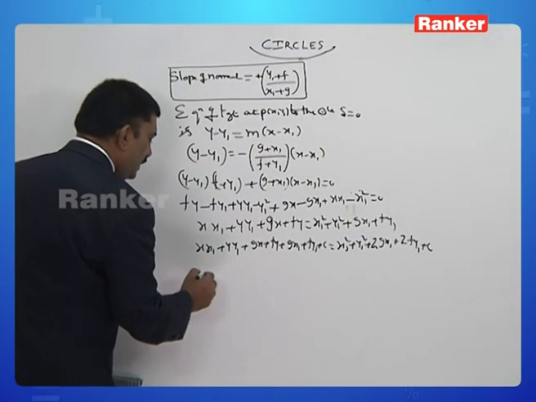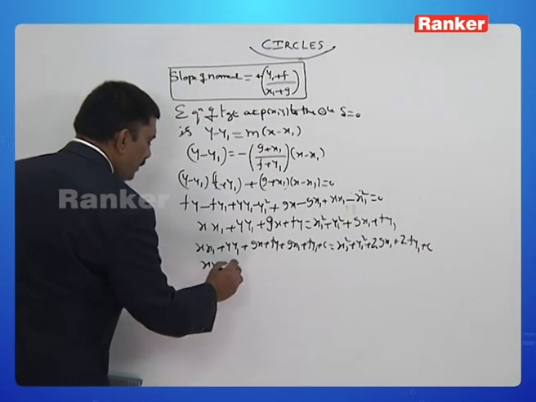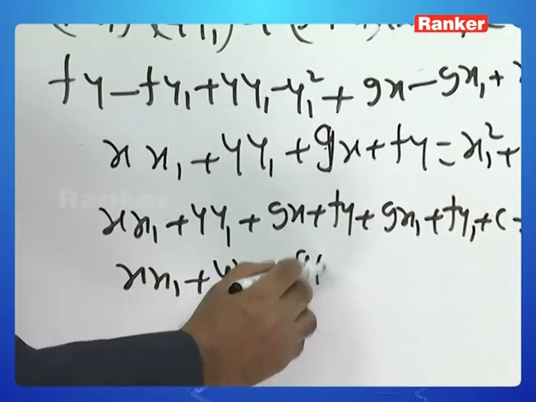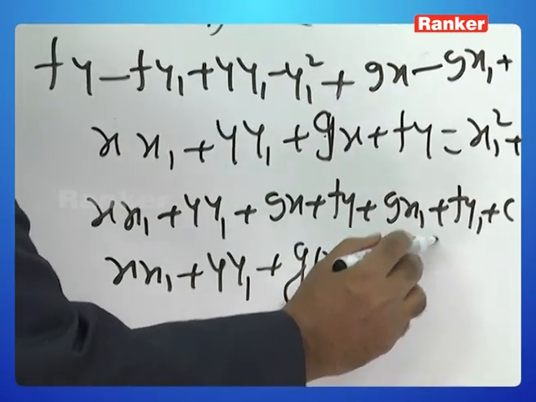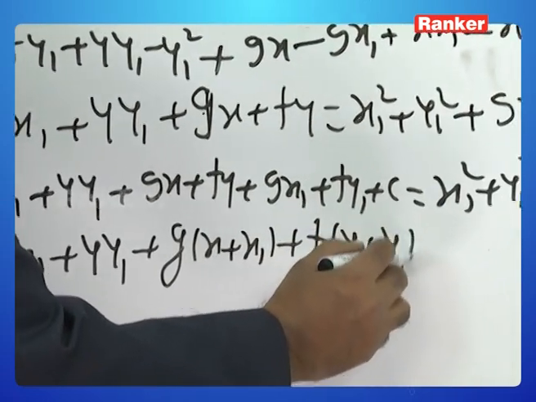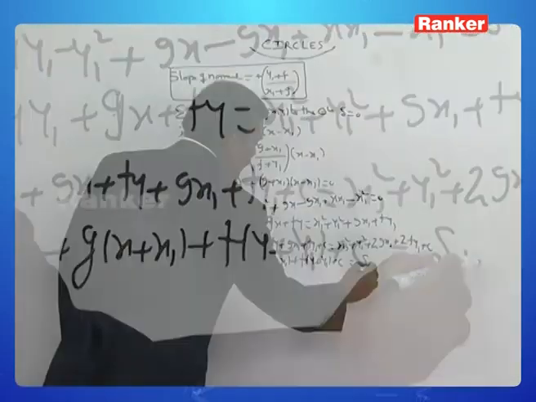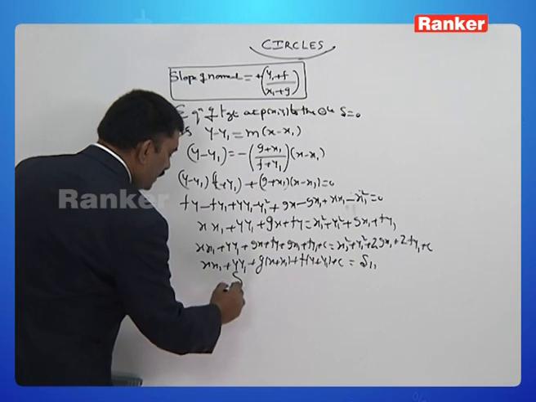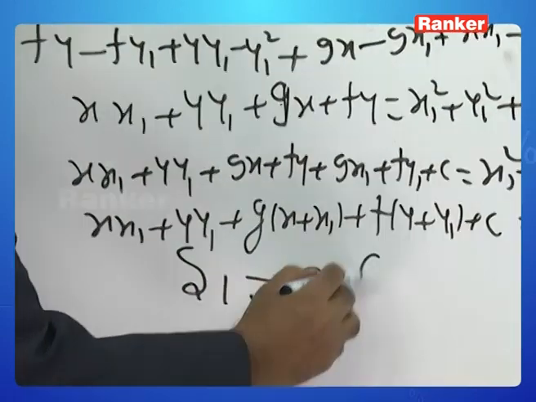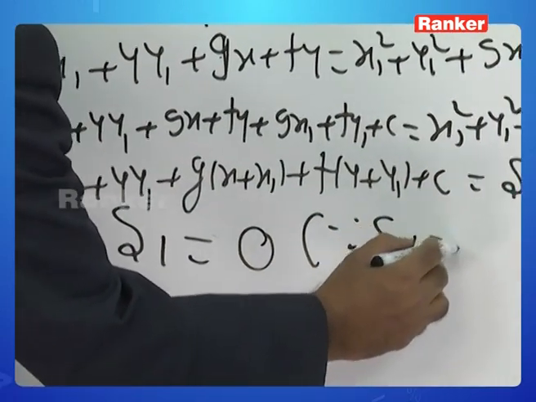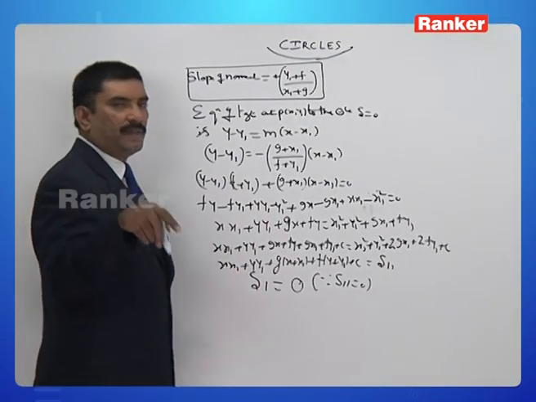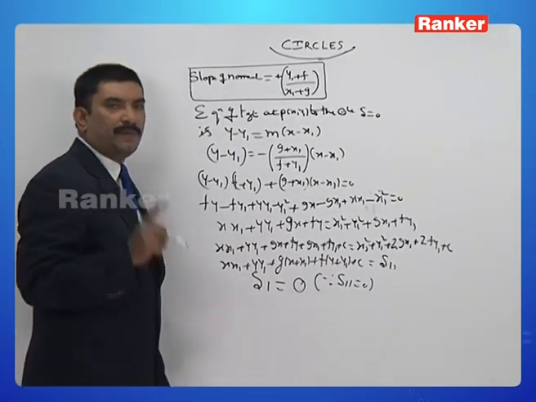So therefore this is nothing but xx1 plus yy1 plus g into x plus x1 plus f into y plus y1 plus c. This is nothing but S11. So therefore this is nothing but S11, equal to 0. Since I told S11 is equal to 0, the point lies on the circle, therefore S11 is equal to 0.